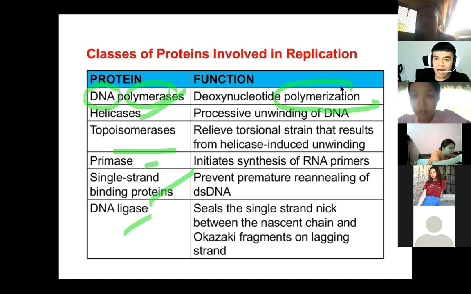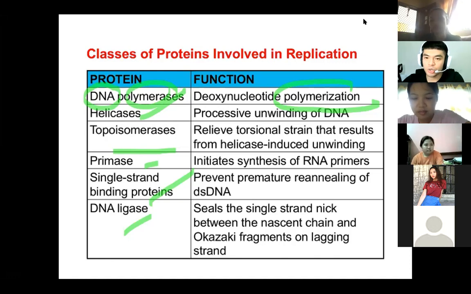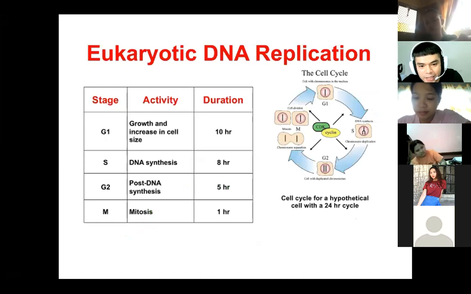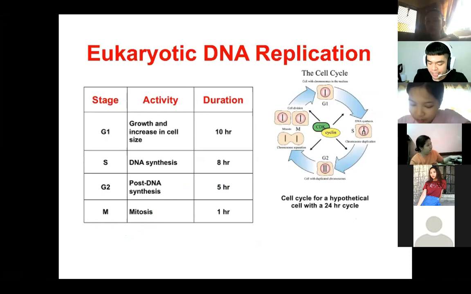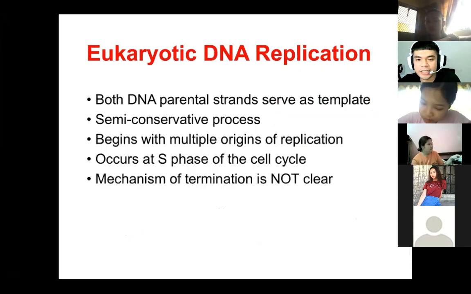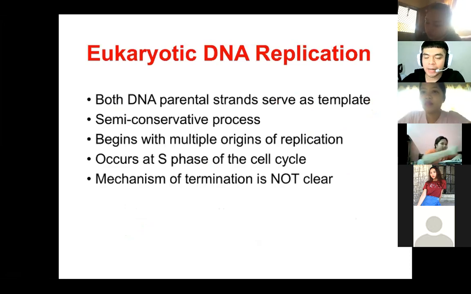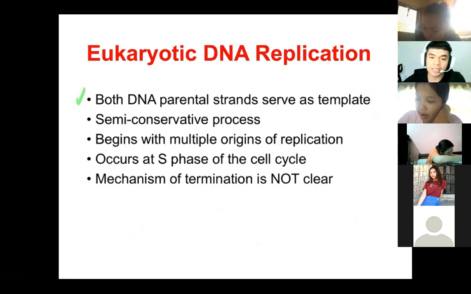After natin ma-discuss ang prokaryotic DNA replication, of course, meron ding eukaryote. Pero sa eukaryotic DNA replication, madali lang din siya maintindihan, may konti lang mga additional. So in DNA replication, take note that DNA synthesis and replication usually happens during S phase of the cell cycle. And ito yung mga characteristics ng eukaryotic DNA replication. Number one, both DNA parental strands serve as template. Question, sa first characteristic ng eukaryotic, same ba to sa prokaryote? Yes or no?